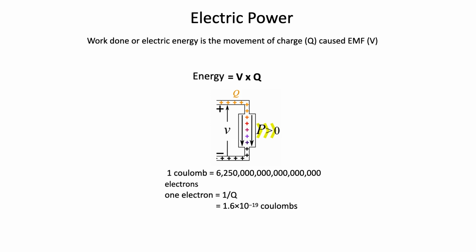1 coulomb is equal to 6,250 followed by 15 zeros electrons. And 1 electron is equal to 1 over Q, which is equal to 1.6 times 10 to the negative 19 coulombs.